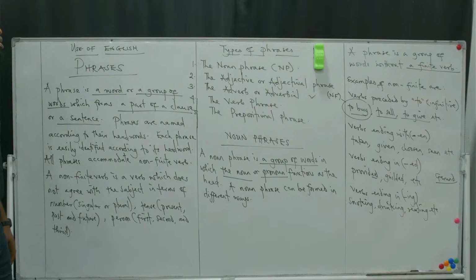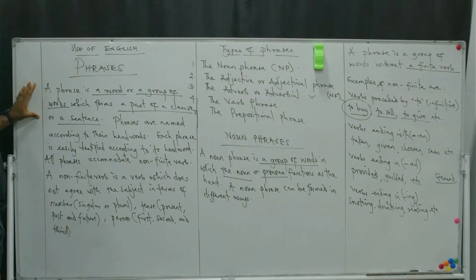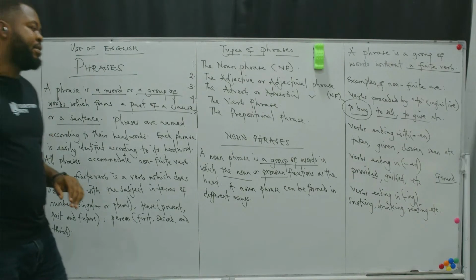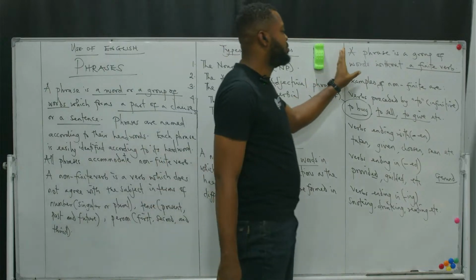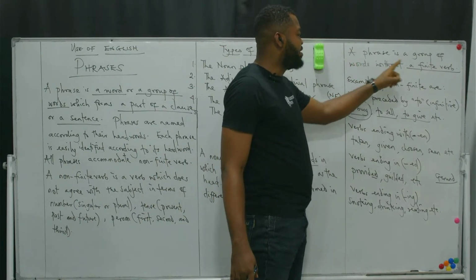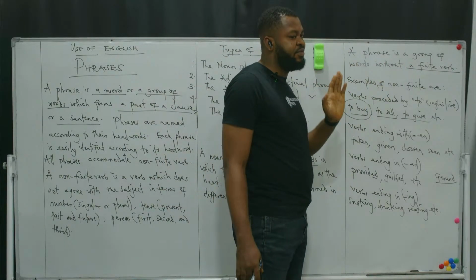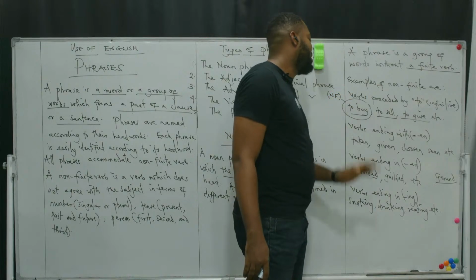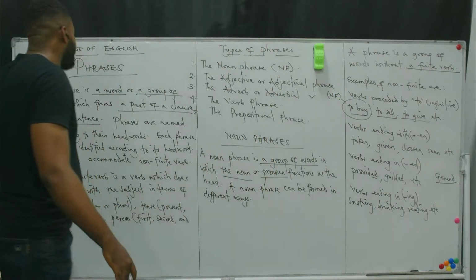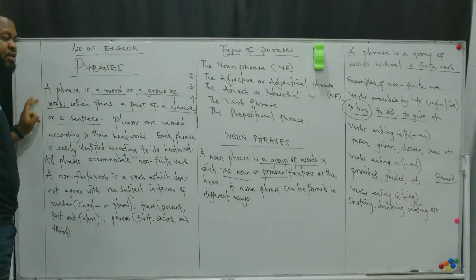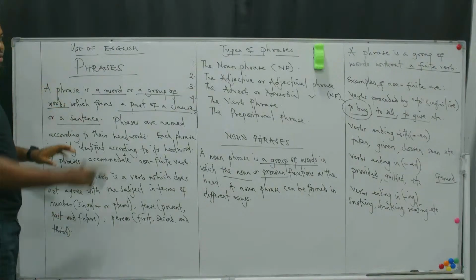Okay, so there are two ways to define phrases. So you can write these two. This is the first one that I've given you. And then this is the second one. A phrase is a group of words without a finite verb. Okay, and then this first one is very elaborate compared to that.